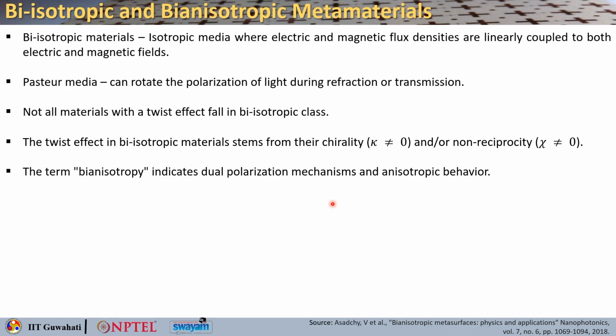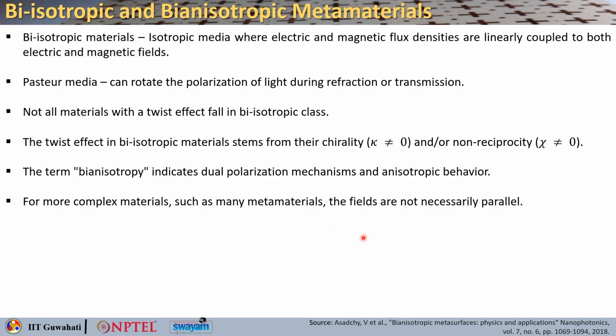So, when we talk about bianisotropy, that basically implies a dual polarization mechanism, and also there is an inbuilt anisotropic behavior, right. So, for most materials, the electric field E and the electric displacement field D, okay, as well as if you talk in terms of the magnetism, the magnetic field B and the inductive magnetic field H, they are basically parallel to one another, but like those kinds of materials are known as isotropic medium.